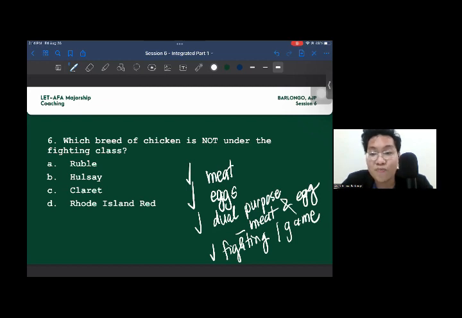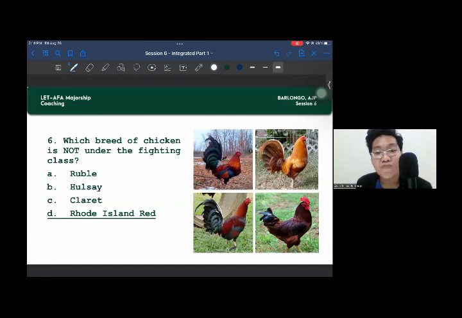Ayan. So, yes, correct. Ma'am L. Rose. Ayan. So, the answer for this one is letter D, which is Rhode Island Red. So, tignan natin yung itsura nila. Ayan. So, I play some pictures here. So, these pictures are not mine. They were from Pinterest. Disclaimer.